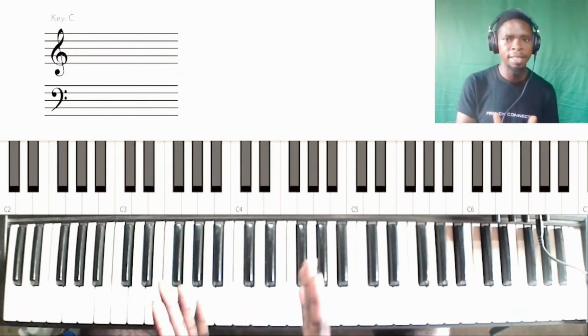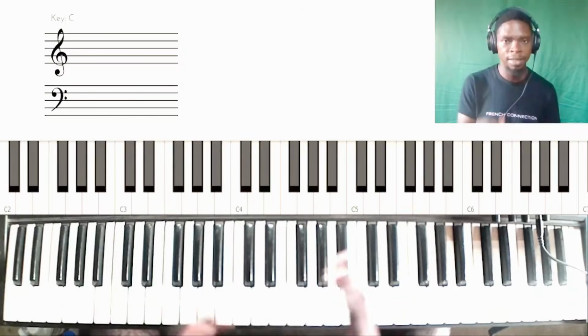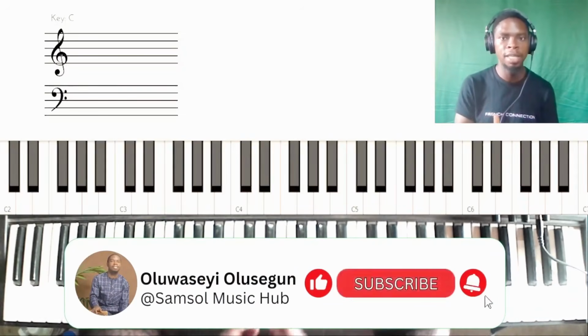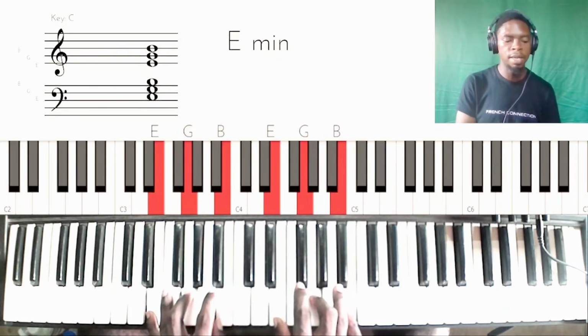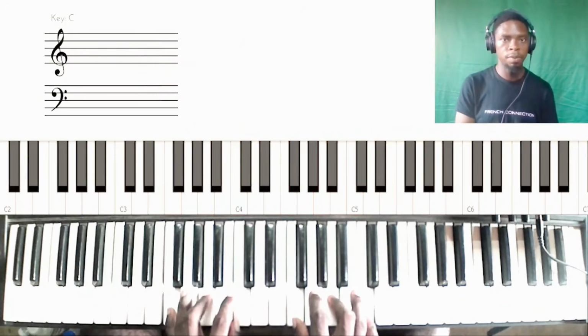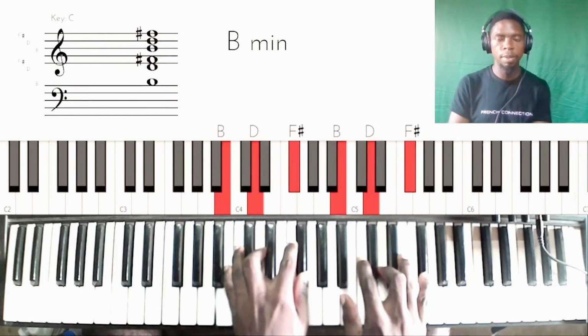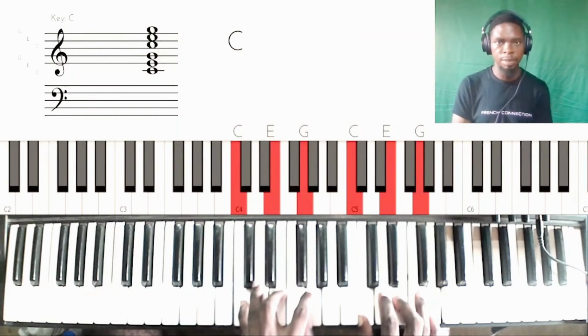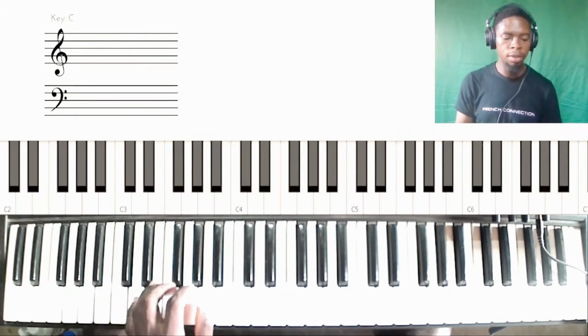It's possible to get seventh chords, but for now we're going to stick to triads because that makes it easier. In later videos I'm going to show you how to get more advanced chords out of your modes. So D minor, E minor, F major, G major, A minor, B diminished, C major.